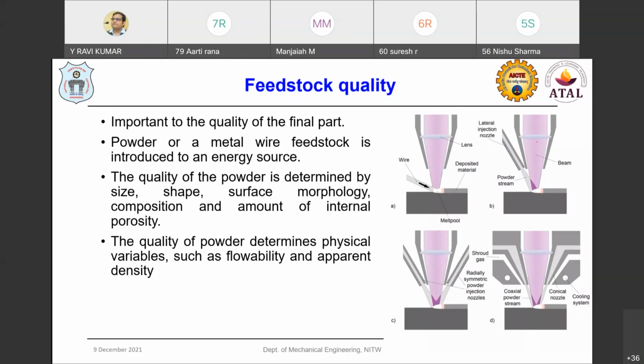Or we have the metal wire feedstock. Even how the energy is utilized to melt the wire or the powder, and the quality of the powder we are using, its size, shape, surface morphology, composition, and the amount of internal porosity existing in the powder itself. That quality of powder is going to determine physical variables like flowability and apparent density, all of which relate to the quality of the part.